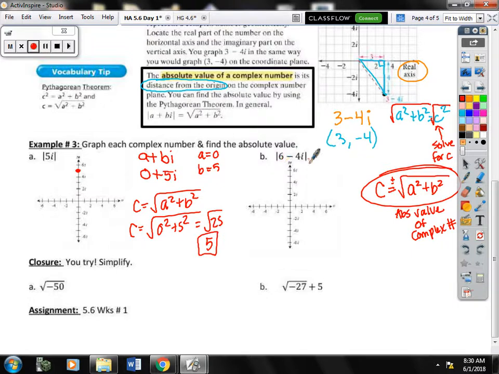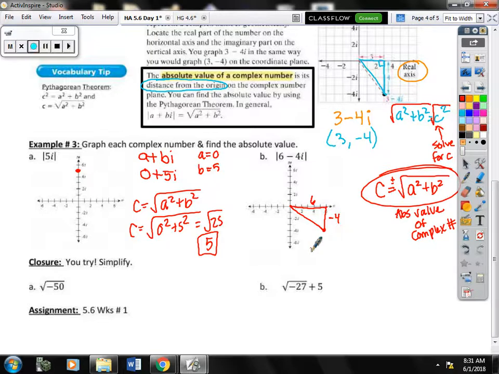Okay, the next one to graph this, we have 6 minus 4i. So we'll go to 6 on the real axis, and we'll go down to negative 4i and put our point. And then to find the absolute value, you can either just use the formula, or let's suppose you're on your exam and you forget the formula. You can just create a right triangle and plug into a squared plus b squared equals c squared if you prefer. 6 squared plus negative 4 squared equals c squared, and you'll get the answer. You'll just have to do a little more work.